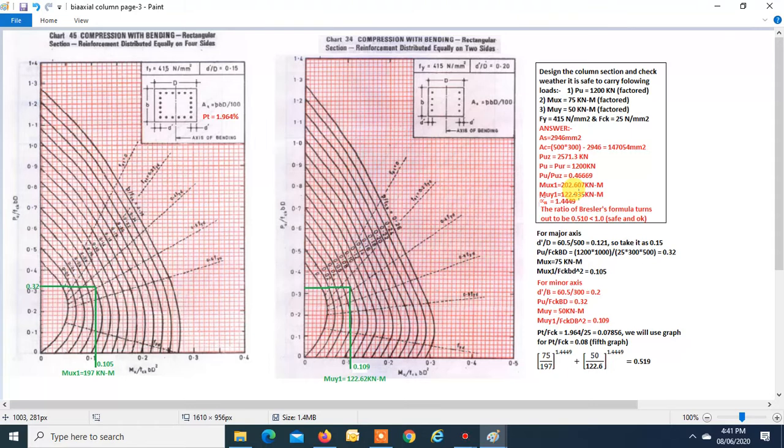So this is a very good match. By using this graph, we get this ratio as 0.519, and by actual analysis, we get it as 0.51. So this is how you can use the codal graphs to design the biaxial column.